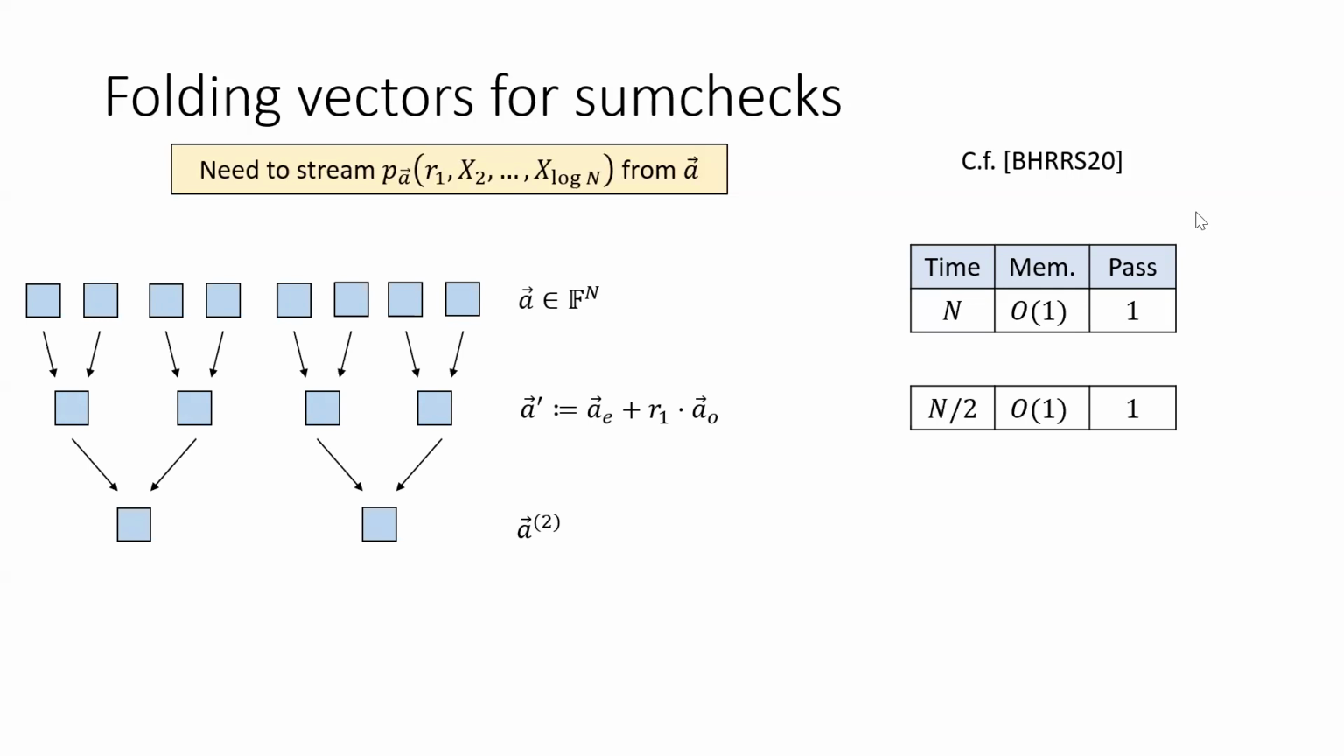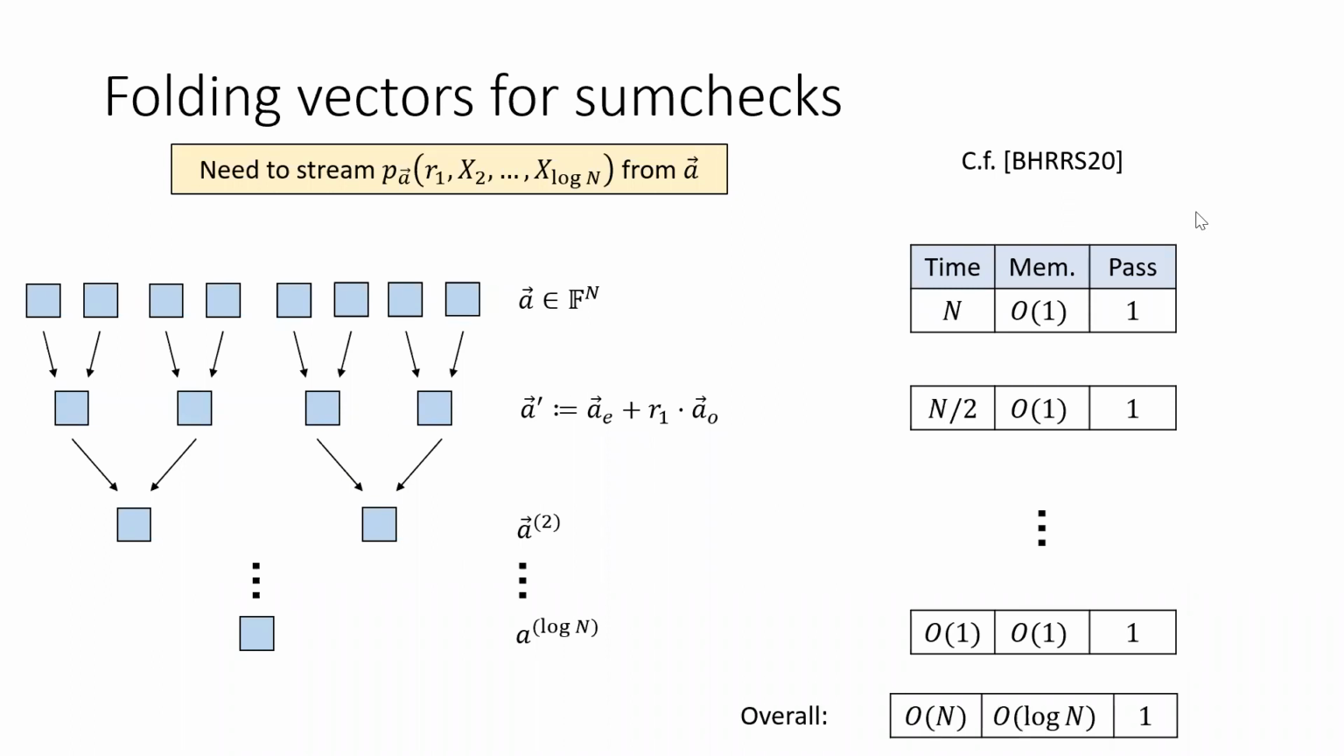And this works again and again when we want to fold A prime into A2 and all the way down to the end. So what this means is that after any number of reductions, the prover is able to produce, without using too much memory, a stream of the polynomial coefficients that they need using O of n time and O of log n memory at most, if you add up all these contributions from folding at different levels. And this is done using just one pass over the input.